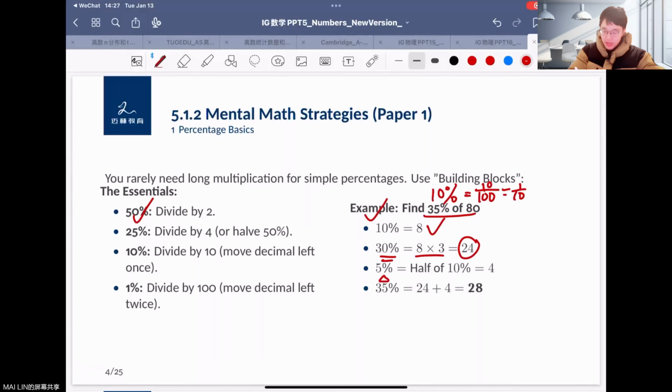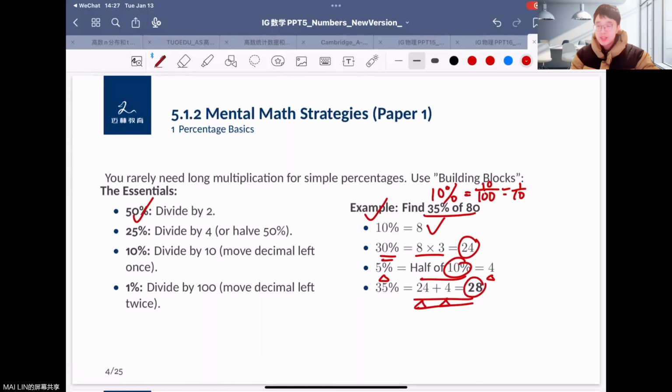After that, we have 5% left. 5% equals half of 10%. Since 10% is 8, half of that is 4. Writing it together, 24 plus 4, the final answer is 28. That's how we consider these problems: you are multiplying the percentage by the value. If you're not very sure, break percentages into smaller pieces, like 3 times 10% plus 5%, which makes the question easier.